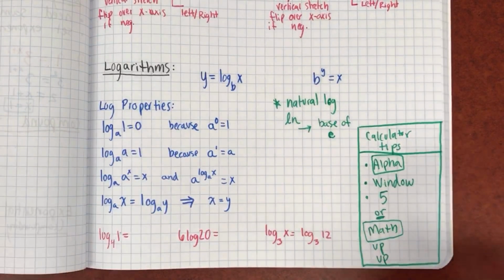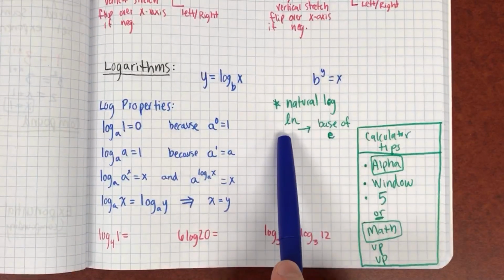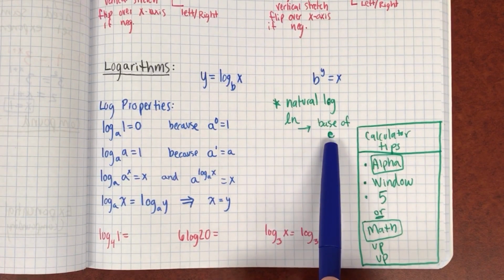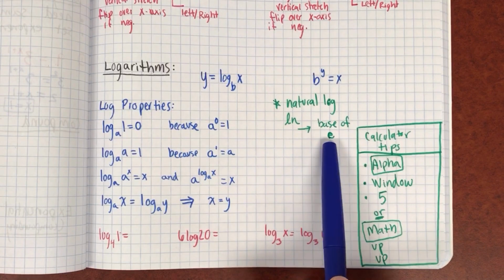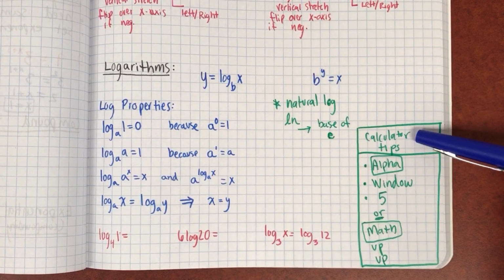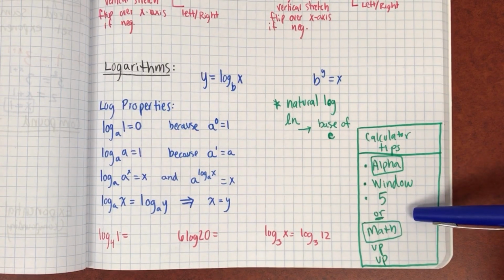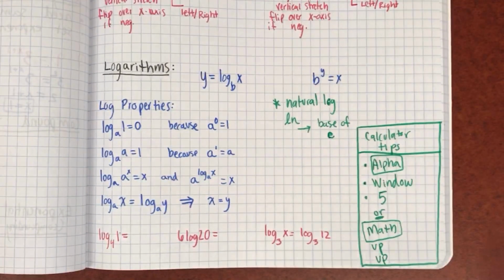Okay. If you see a natural log, so ln, you might see that on your calculator above or near your logarithm. That just means we have a base of e. Okay. And using your graphing calculator, you can either hit alpha window 5 or you can hit math up if you need to type a logarithm into your calculator.